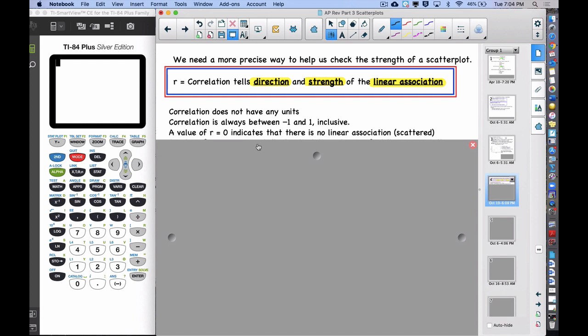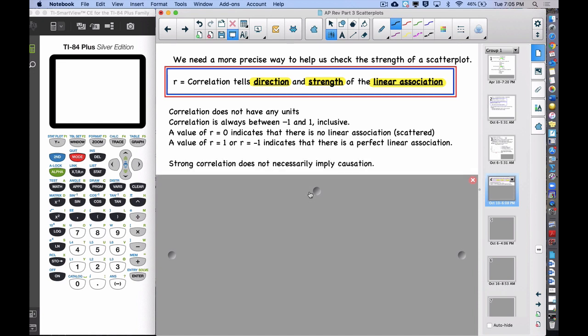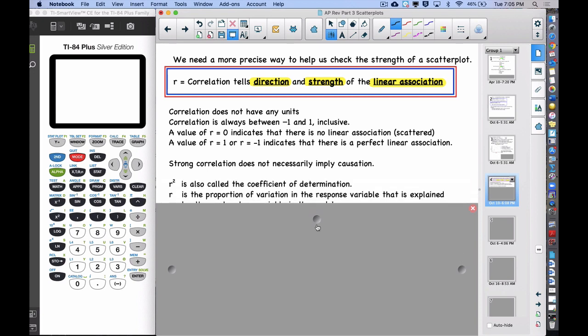A value of r equals 0 means that there is no linear association, or if you're really close there, it means your data is really scattered and there really isn't any sort of linear trend that we can see or measure. And if you have a value of 1 or -1, that means you have a perfect linear association, that you can write an equation that exactly hits every single data point in your set. I mentioned this on the first screen, but even if correlation is strong, that does not necessarily mean there's cause and effect. It just means that there's a strong relationship between those two variables that we're working with.